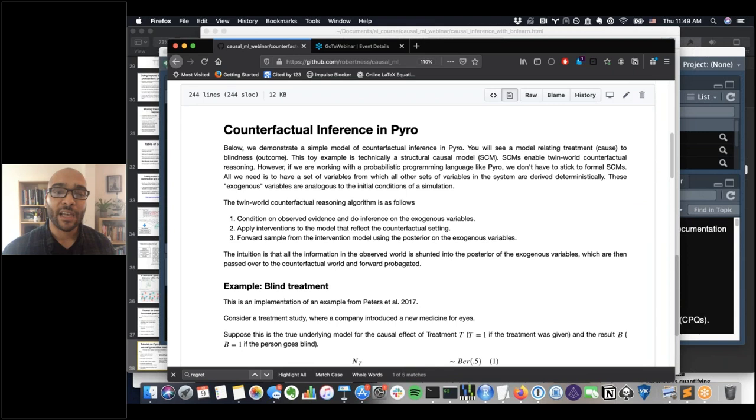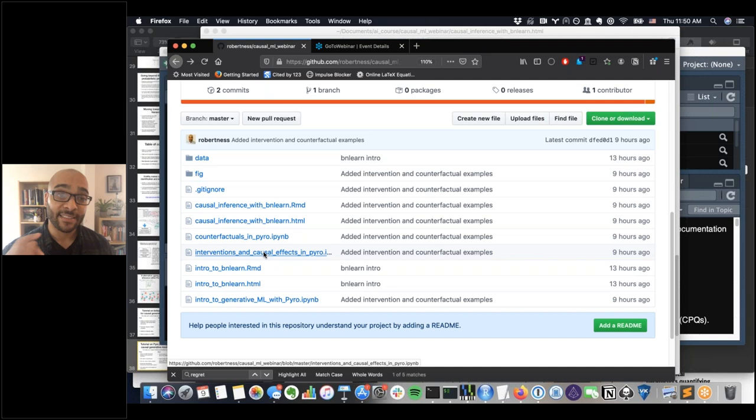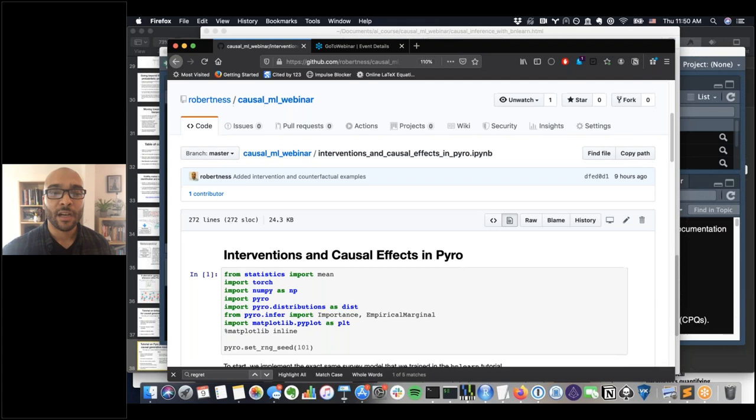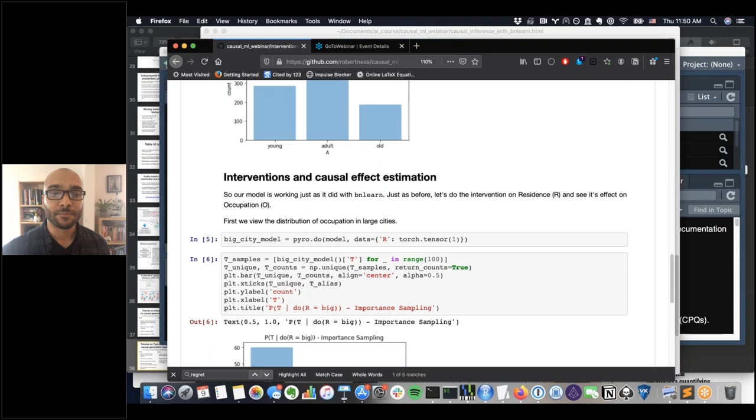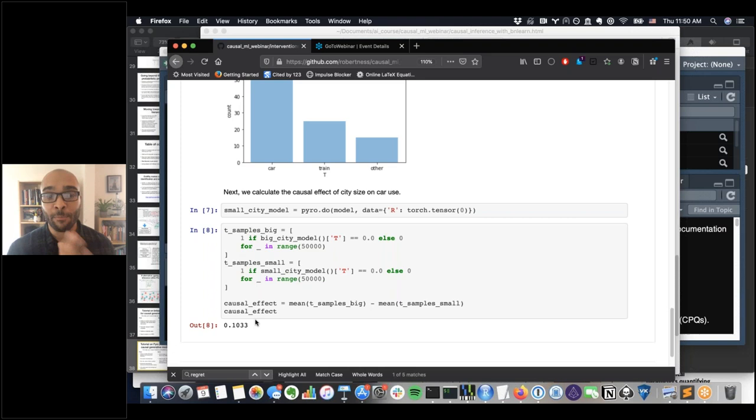I show two things. There's one model in here that uses that exact same model as the bnlearn model, transportation in cities. This is the exact same model, and you get the exact same inference results down here. But now you can compare implementing the model in a causal Bayesian network to implementing the model in a probabilistic program.